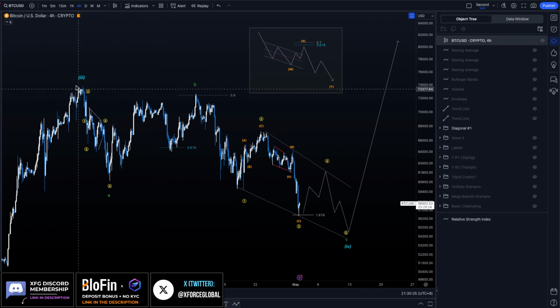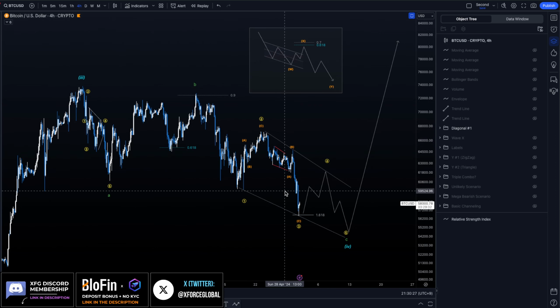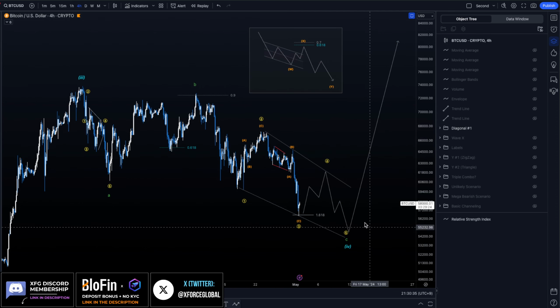Due to the fact that we're creating a lot of overlapping structures, it still gives us the sense that we may be creating some overlapping structures, either as a combo or possibly as this diagonal scenario. So without further ado, here is our first scenario.